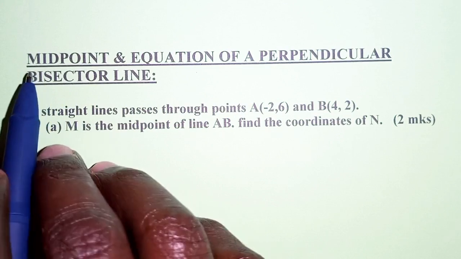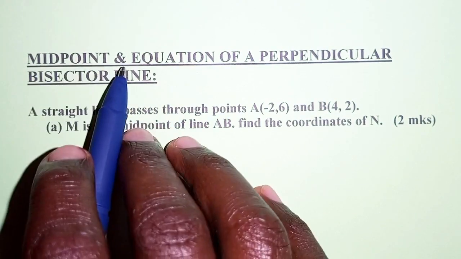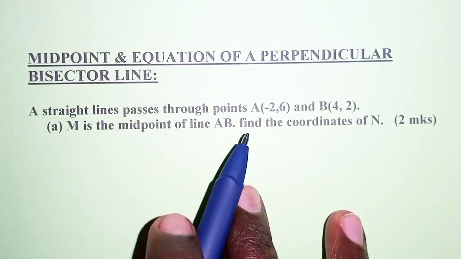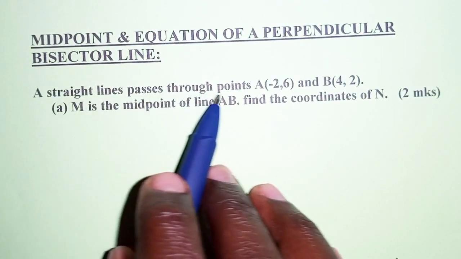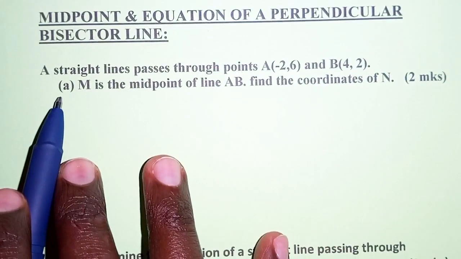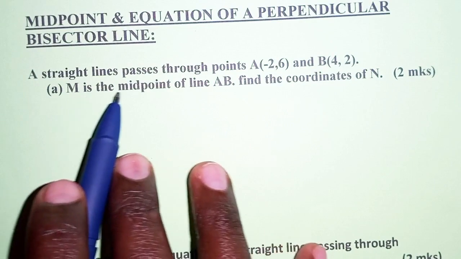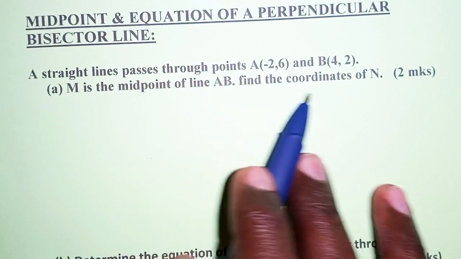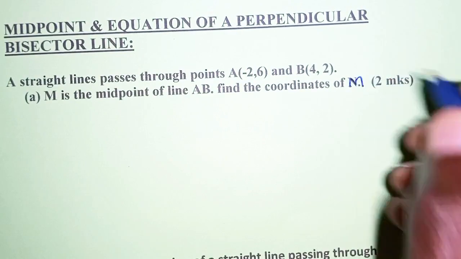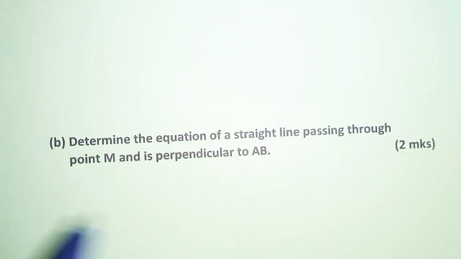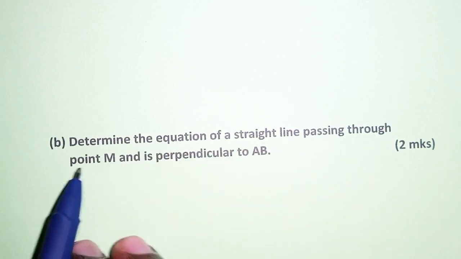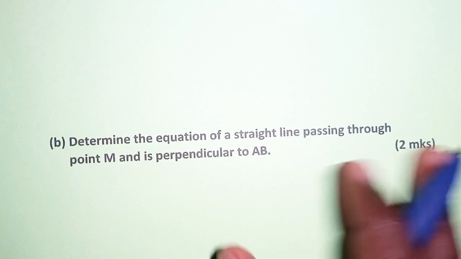Today's question is about determination of midpoint and equation of a perpendicular bisector of a line. A straight line passes through points A and B as given by the coordinates. Then part A, M is the midpoint of line AB. Find the coordinates of M. So this should be M, sorry. And then part B, determine the equation of a straight line passing through point M and is perpendicular to AB.